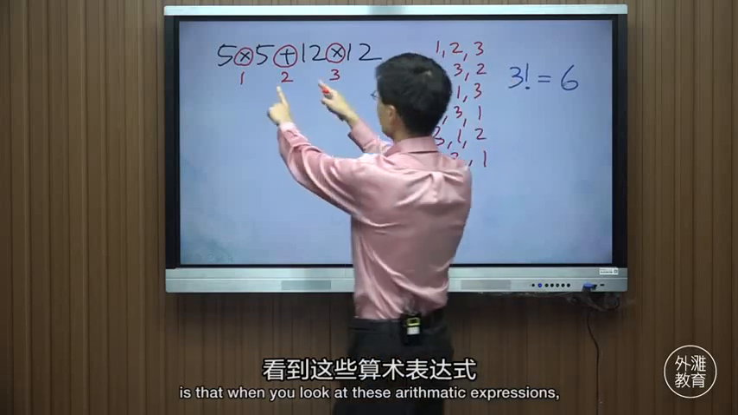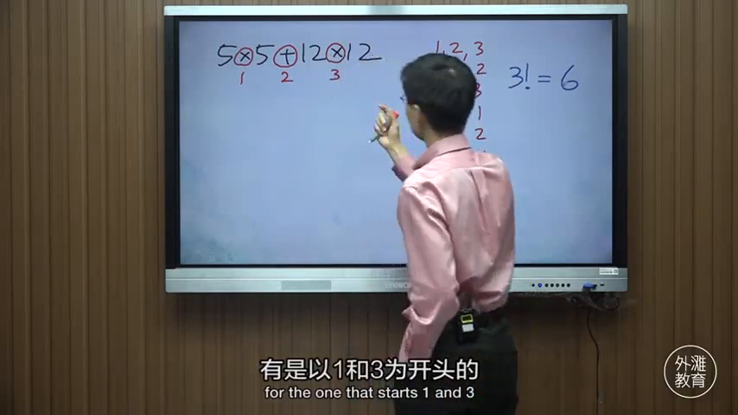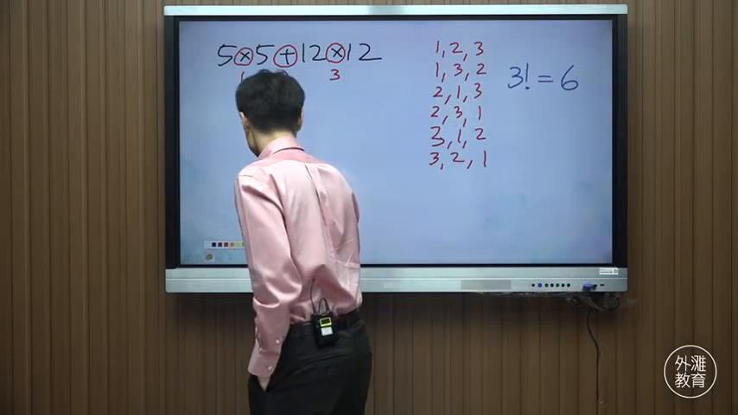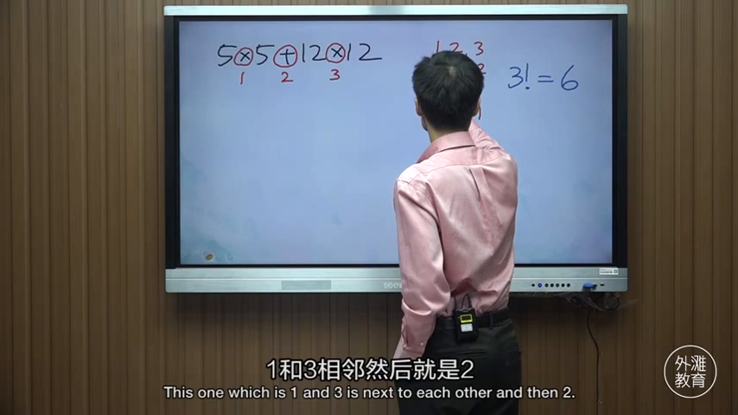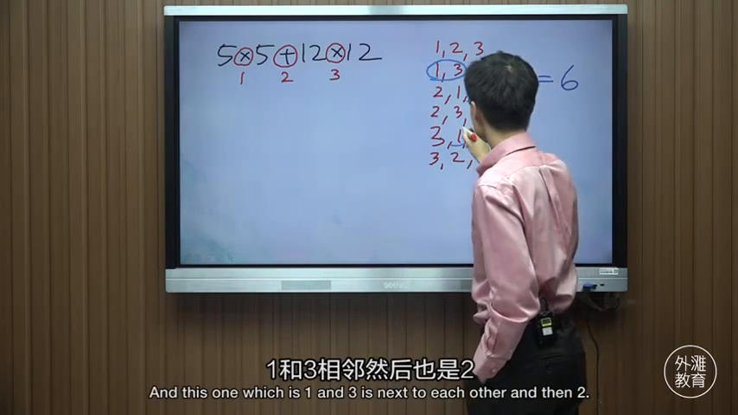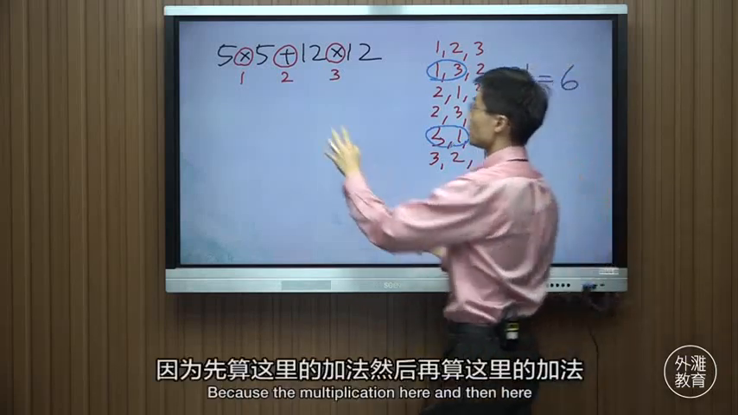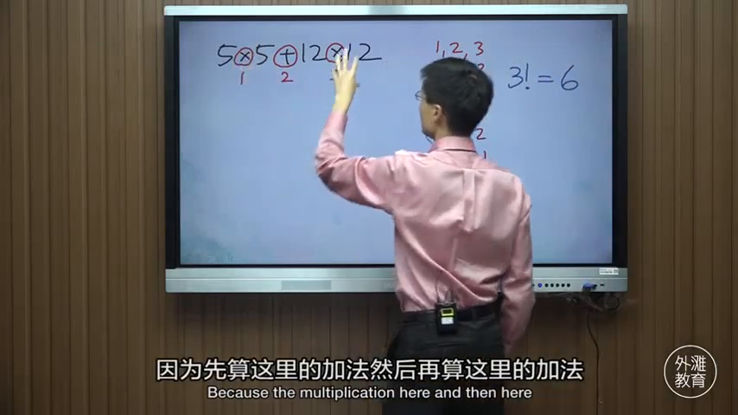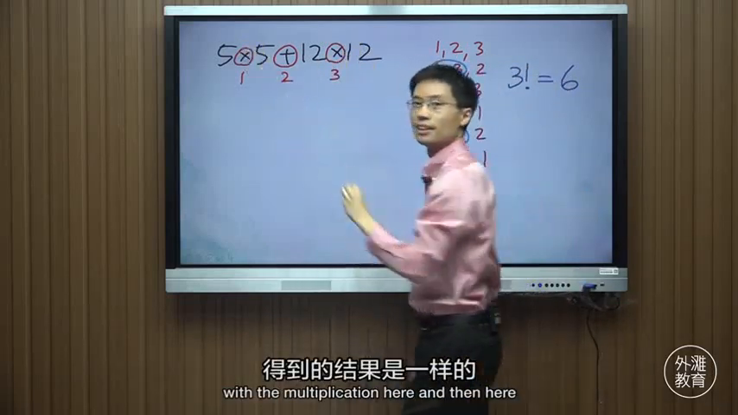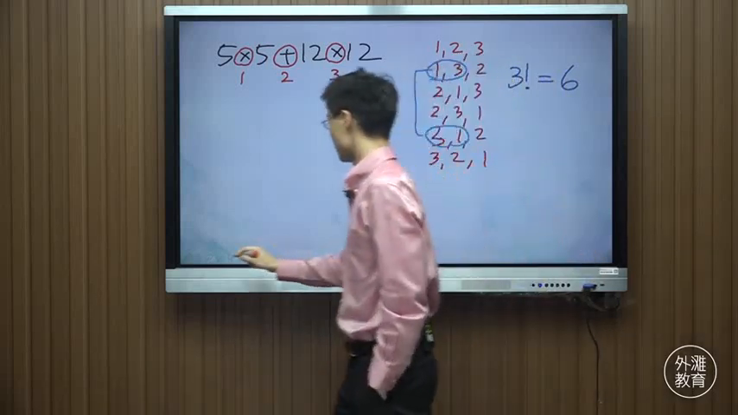is that when you look at these arithmetic expressions, for the ones that start with 1 and 3, when 1 and 3 are next to each other, like this one, which is 1 and 3 next to each other and then a 2, and this one, which is 1 and 3 next to each other and a 2, these 2 are the same because multiplication here and then there would be the same as multiplication then and then here. So I can say these 2 would be the same anyway.